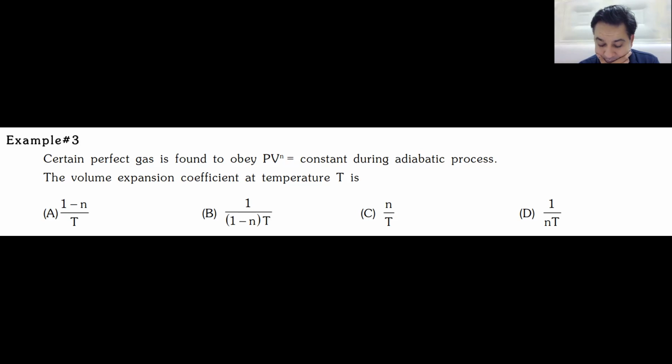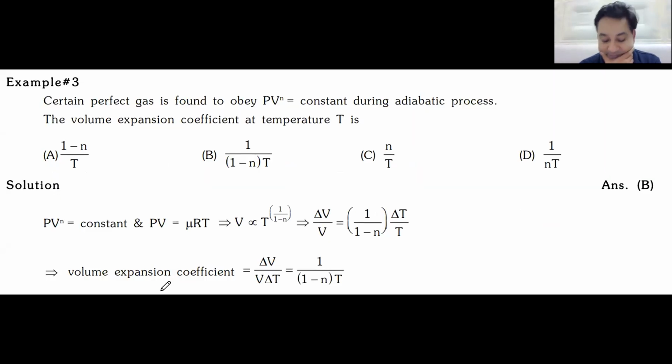1 by 1 minus n into T. That is absolutely correct, and that is how it is done. Delta V upon V divided by delta T, that is the volume expansion coefficient, and you just had to calculate it. The process was given in terms of P and V, converted in terms of V and T, and then calculate delta V by V or delta V by delta T, and we are done. Well done, nice job. Then comes this one.